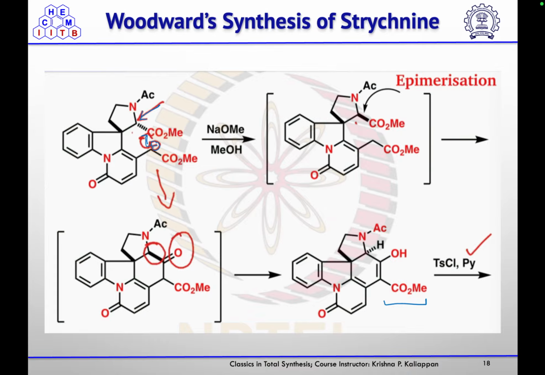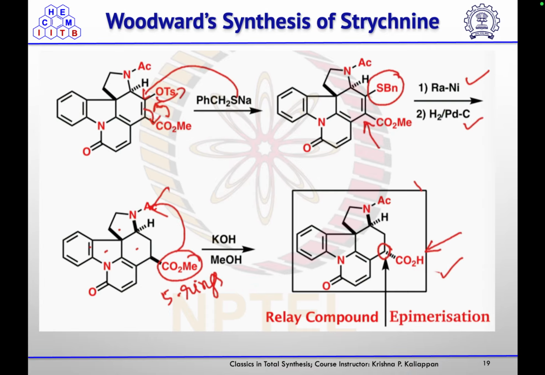Then that alcohol was converted into tosylate, and on treatment with sodium benzyl sulfide, the S negative will attack on this position, and that enolate will form, and when it reverts back, your tosyl will go. This is how they introduced this SPN group at this position. Now they don't want that group at that position, so they treated it with Raney nickel, so it underwent cleavage, and then using hydrogen and palladium on carbon they reduced this alpha beta unsaturated ester to get the corresponding reduced product.